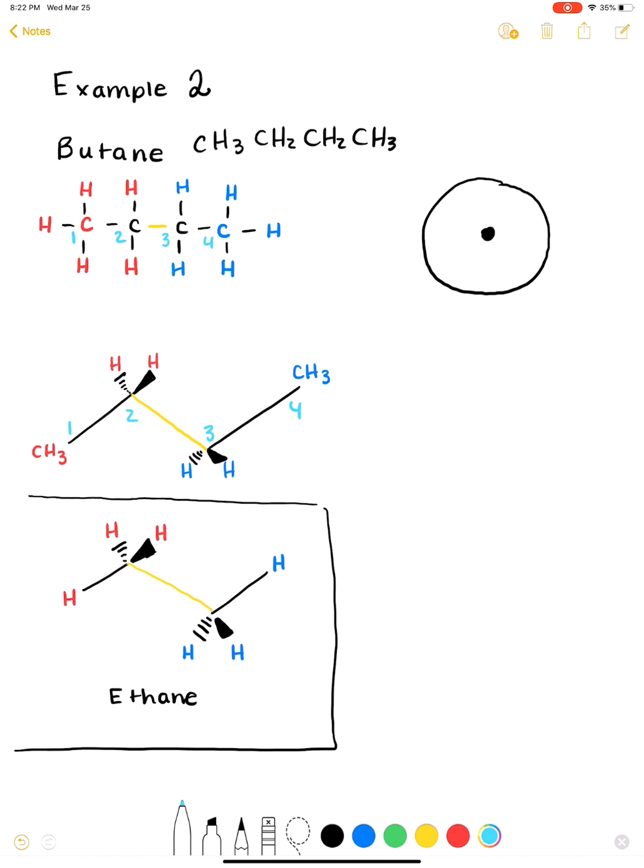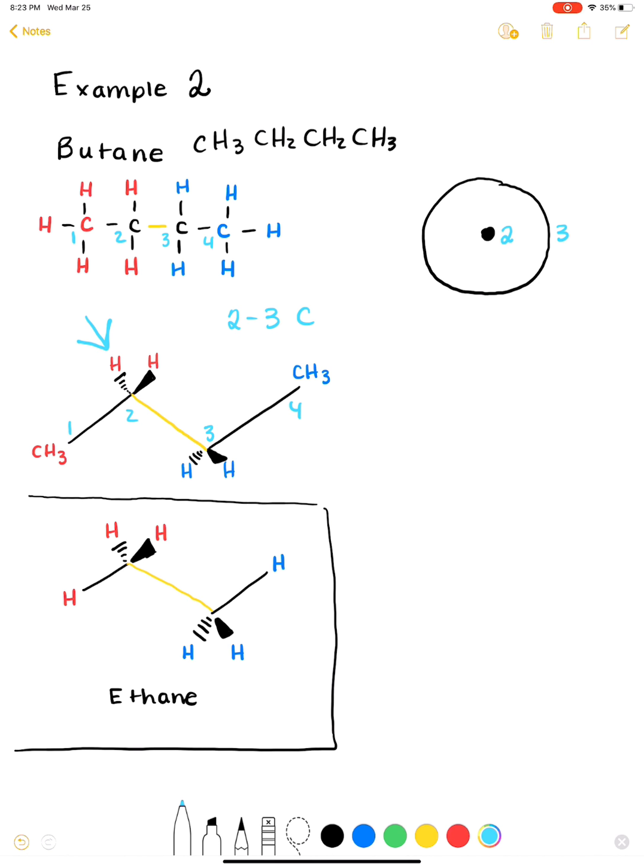We are going to be drawing a Newman projection based on the 2,3 carbon bond, viewed from the left, meaning this perspective. Carbon 2 will appear in front, which is represented by the small dot. Carbon 3 will be in the back, represented by the larger circle.